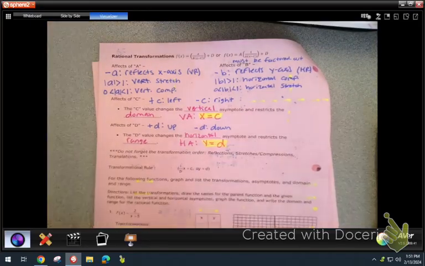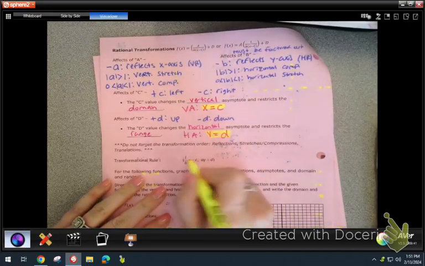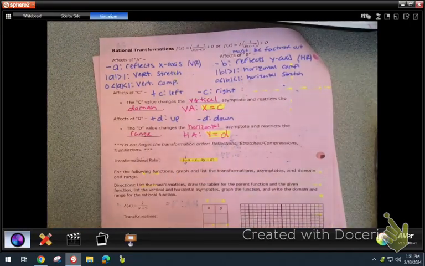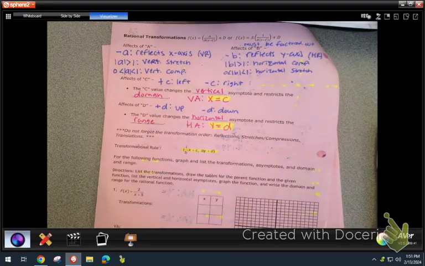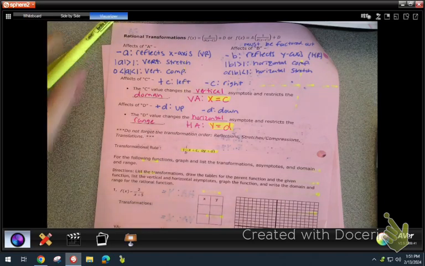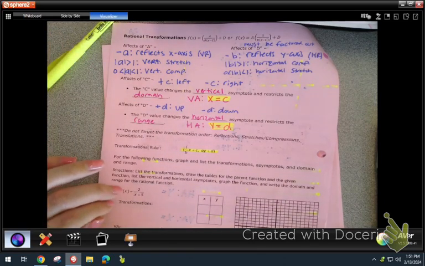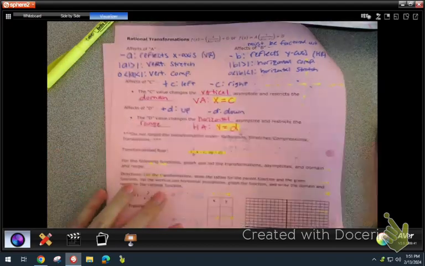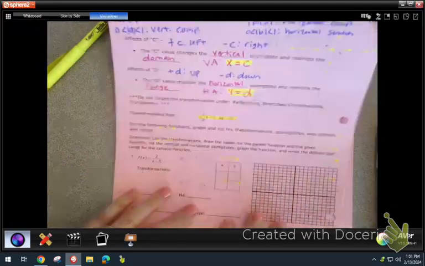So remember, here is your rule for your tables, because we're going to be making tables there. B and C are always opposite, so if you have a B value, you'll do the reciprocal of it. The only thing that's not opposite is if B is negative. C, you change the sign, and then A and D affect your Y. Okay? So here we go. We're going to try a couple of these, and then we're just going to look at some identifying stuff from graphs.